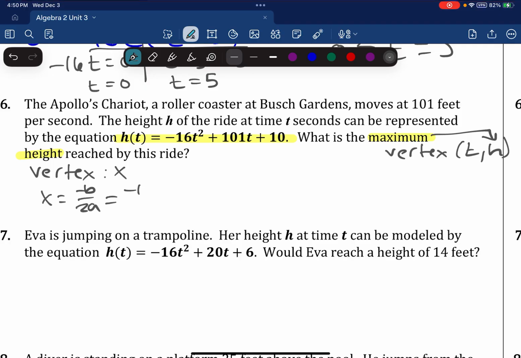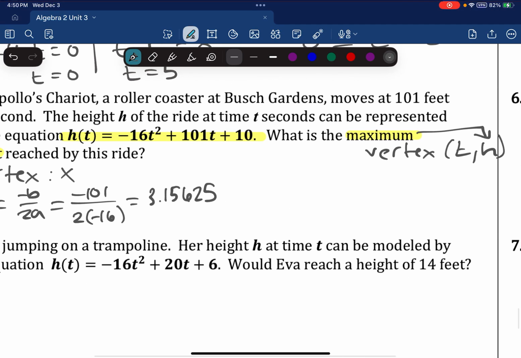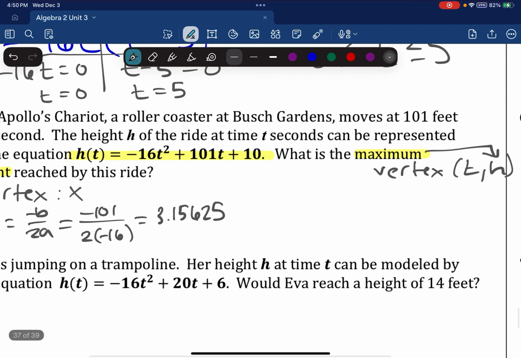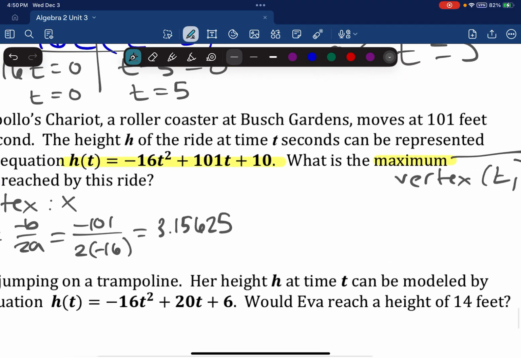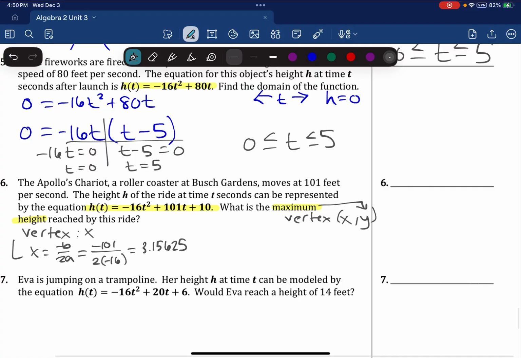So negative b, -101, divided by 2 times -16. When I calculate that, I get 3.15625. I'm not going to round it just yet. We will round in the end if we need to. Okay, so this is the x of our vertex. This is our t. We found the x. Now we have to plug it in to find the y, right? This is our t, which is our x.